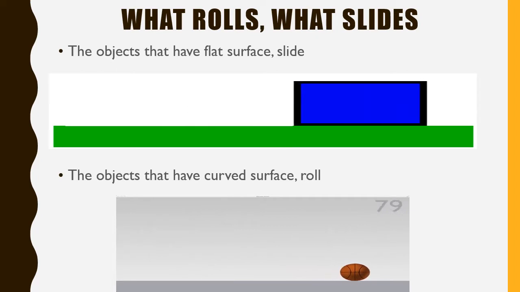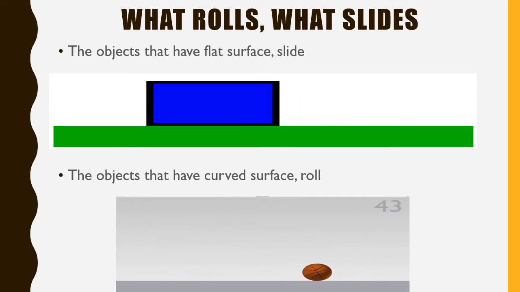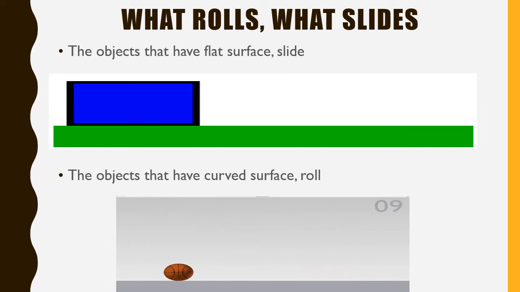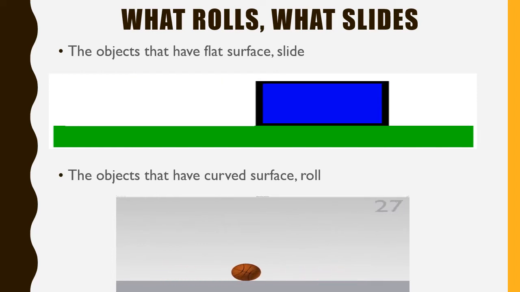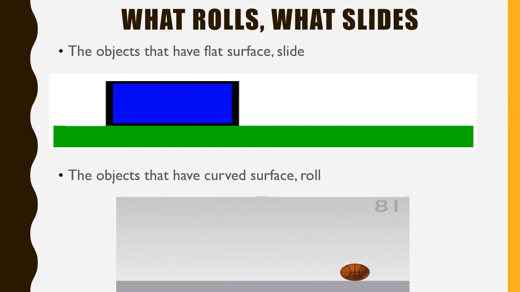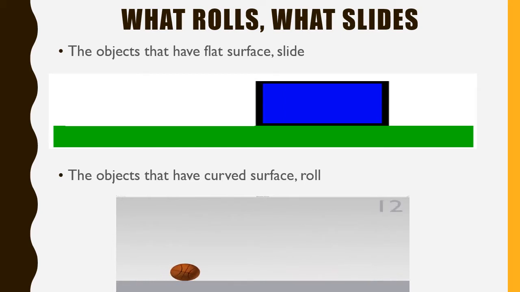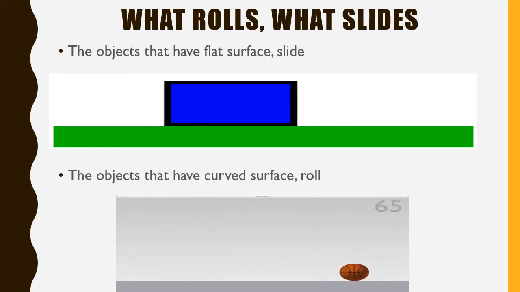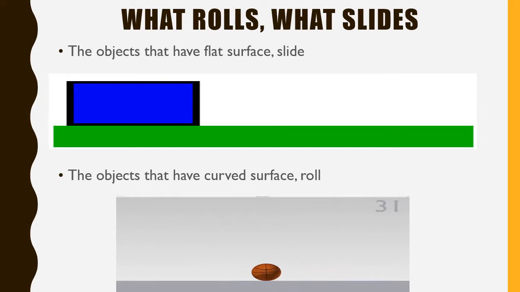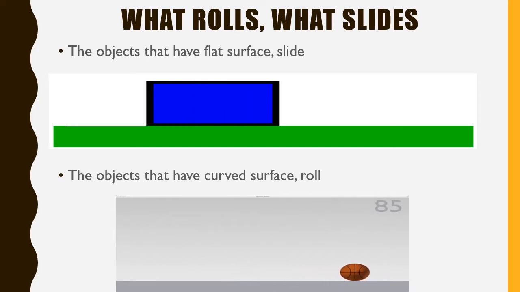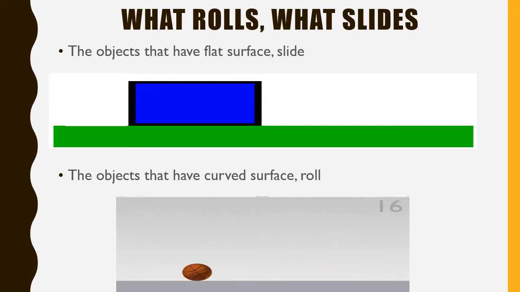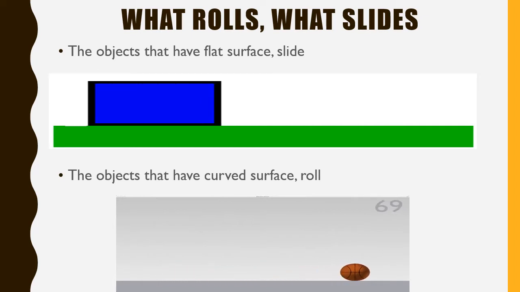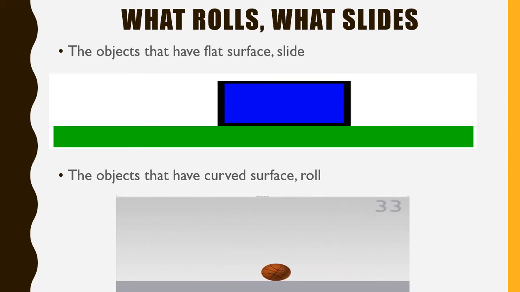If you see the first picture, there is a shape of a cuboid. The cuboid is sliding. But why? Because a cuboid has all plane faces. Can you tell me another shape which only slides? Yes, a cube. A cube also has all plane faces, so that also slides.